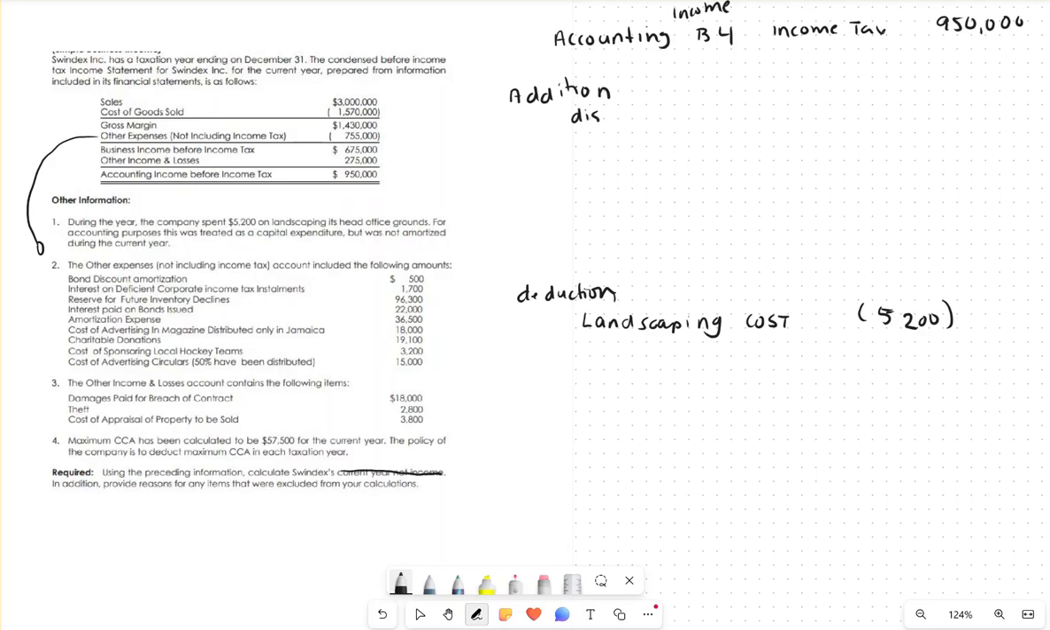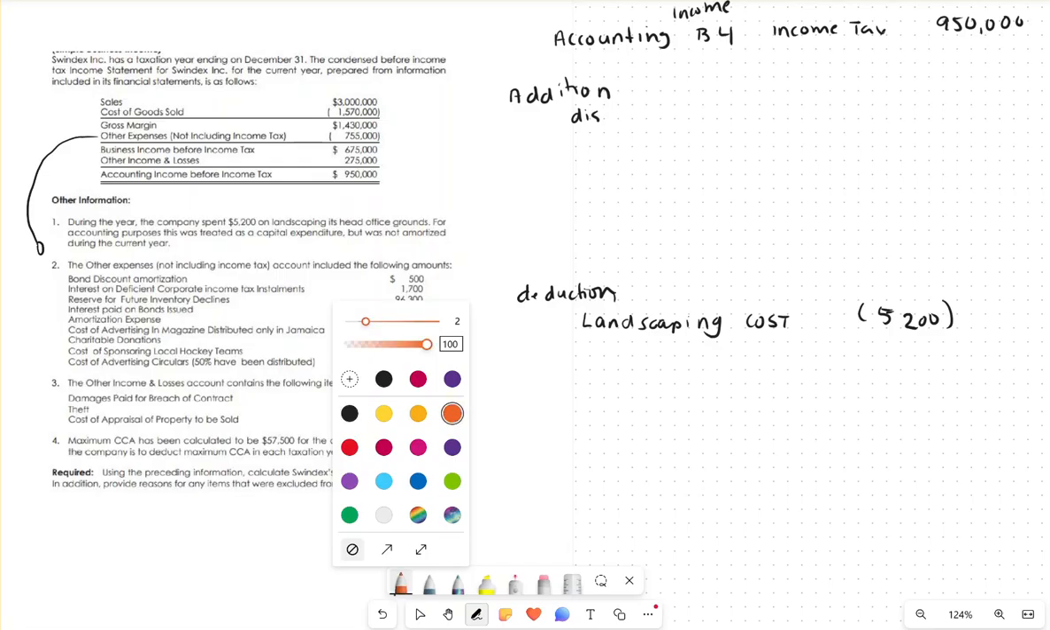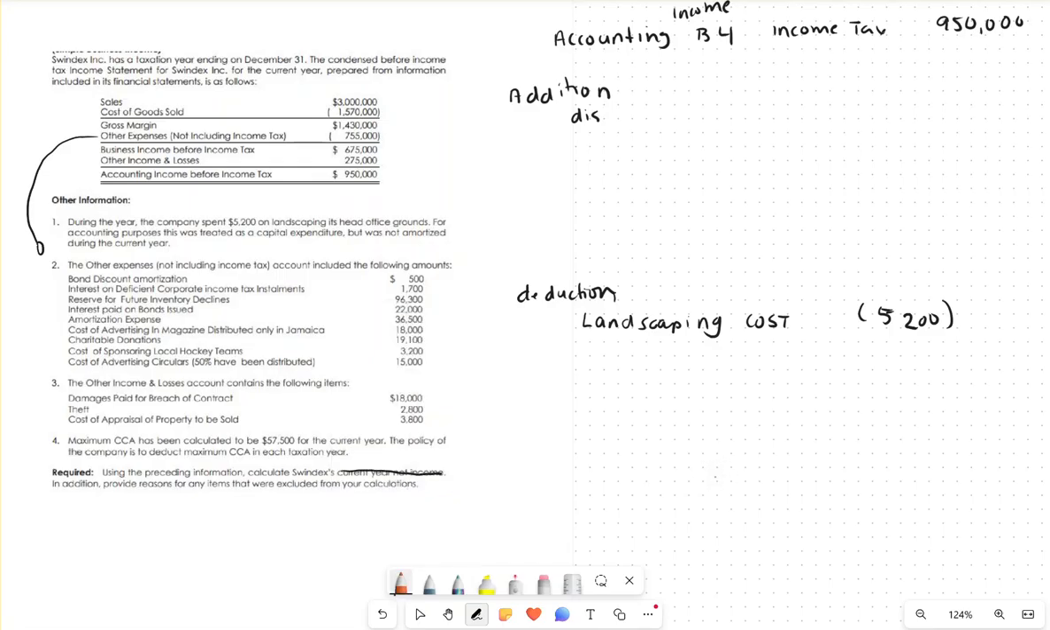If you are learning about it, sometimes it's easy to make a note of what types of expenses you have to add back that are not allowed under the income tax. So the first one is the discount amortization. That will be added back. So we're going to add back the discount amortization.